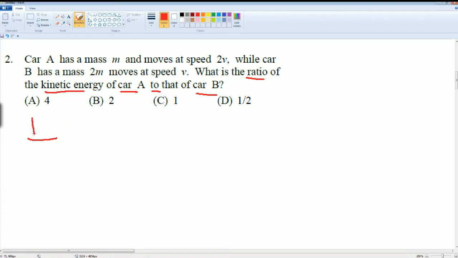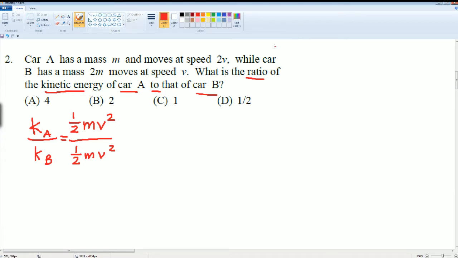Kinetic energy, so I write K of car A. The bar here is the word "to". The bottom is car B. And we want the kinetic energy, so I can make some substitutions here. We have 1 half mv squared divided by 1 half mv squared for this.